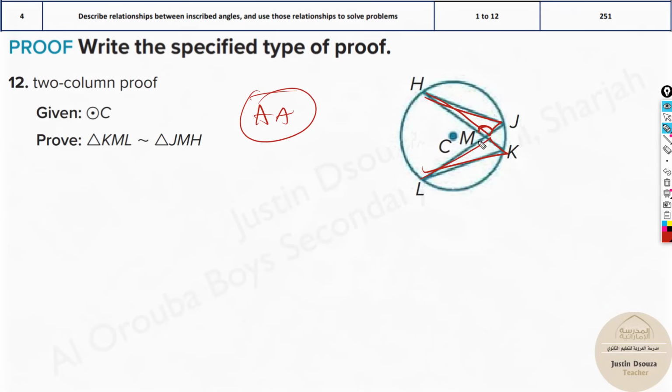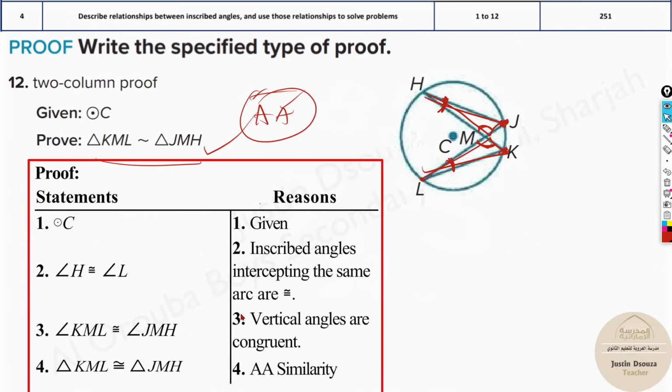I can tell this angle is equal to this angle. Why? Because they are vertically opposite. And now look at H. That's inscribing this arc, isn't it? And what about L? It's inscribing the same arc. So angle L must be equal to angle H. They both are congruent. So I've got two angles congruent, therefore they are similar. So I can tell this is proved. If I just prove any two angles equal, then this is proved. So that's what is done over here.